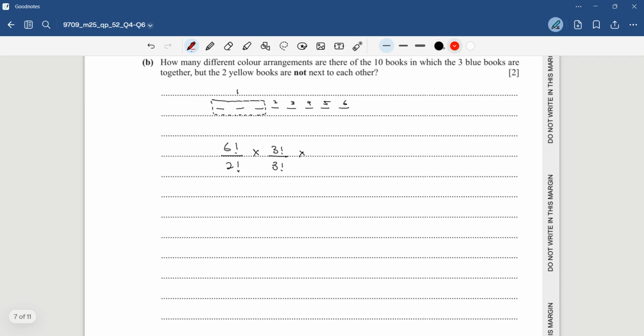Now I want to arrange the yellow books. So the possible places I can put yellow is, I can put here 1, 2, 3, 4, 5, 6, 7. So there are 7 spaces I can put my yellow books. But I only arrange 2 yellow books, and those 2 yellow books are identical. Okay. So you calculate this, you'll get 7560. Actually, you can ignore this number because it will be 1. If you don't write this it is also fine, but make sure you have this and this.